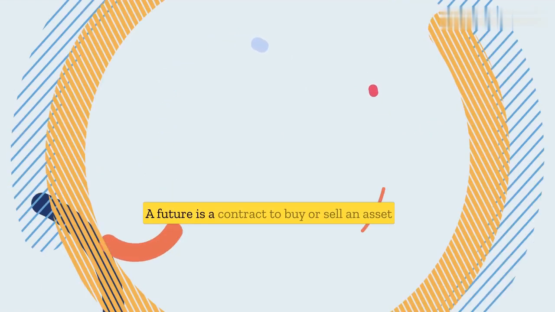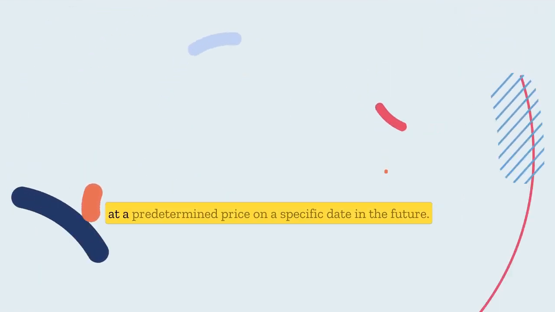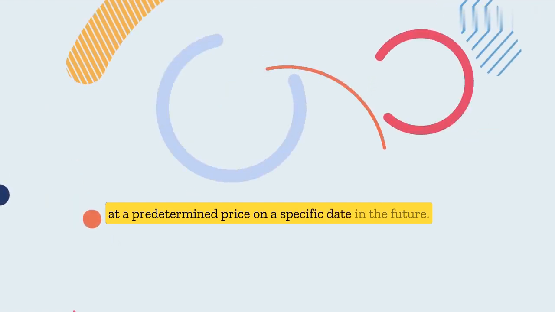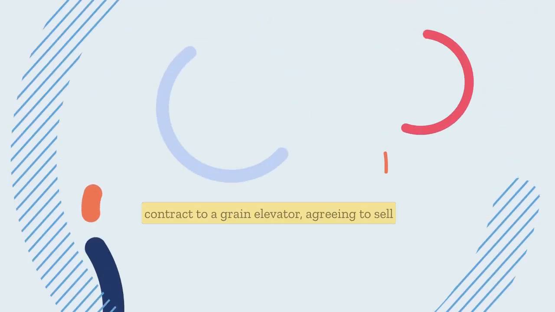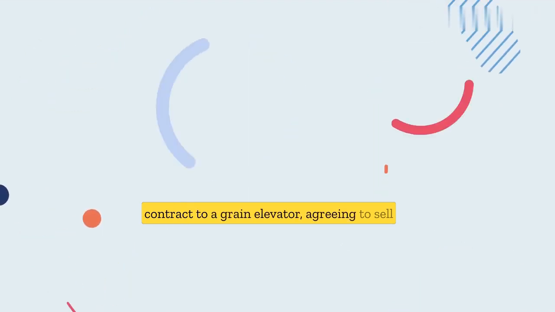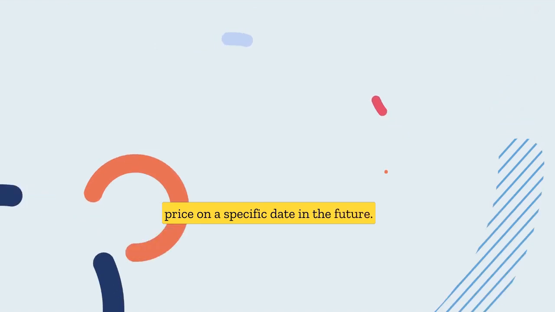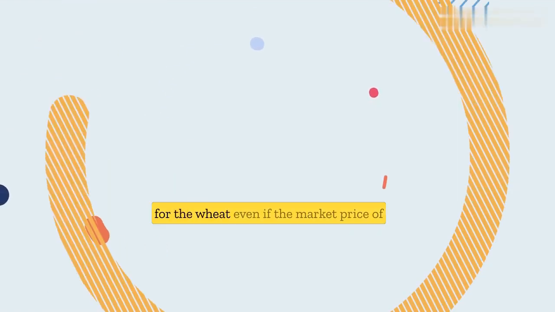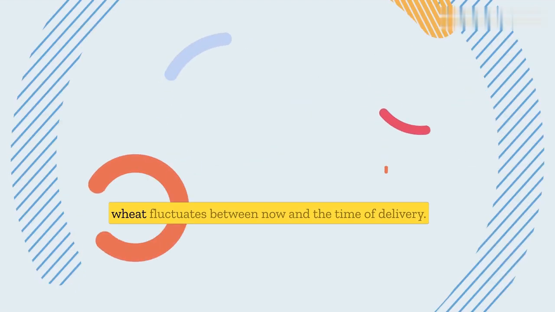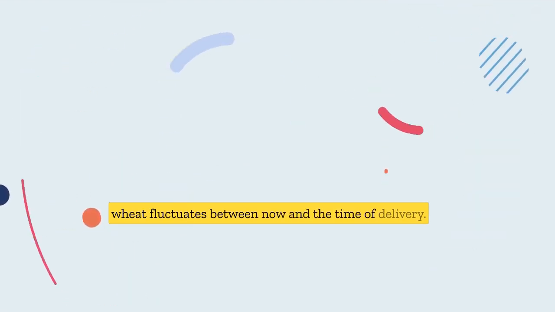A future is a contract to buy or sell an asset at a predetermined price on a specific date in the future. For example, a farmer might sell a futures contract to a grain elevator, agreeing to sell a certain amount of wheat at a fixed price on a specific date in the future. This allows the farmer to receive a guaranteed price for the wheat, even if the market price of wheat fluctuates between now and the time of delivery.